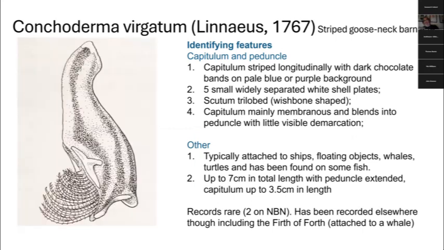Okay, moving on to just a few, to give an idea of the range of species that are seen around Britain and Ireland. This is the striped gooseneck barnacle, or Conchoderma virgatum. This one, as you can see, just looks completely different to the rest. The capitulum is striped longitudinally with dark chocolate bands, usually on a very pale blue or purplish background.